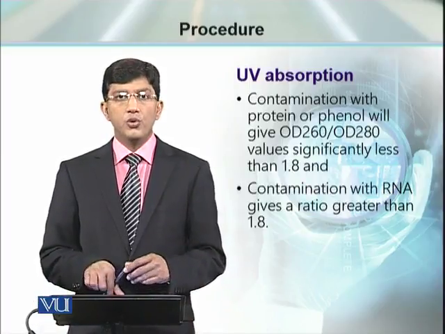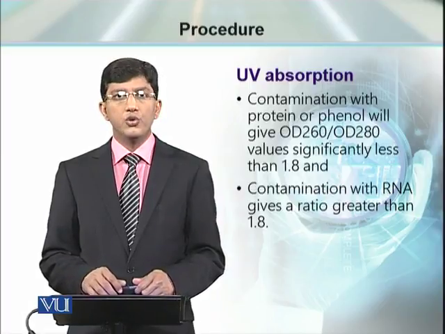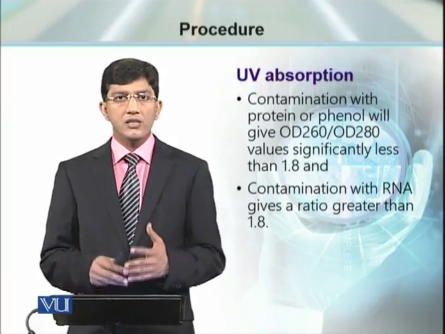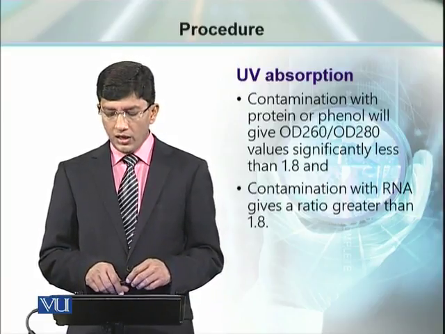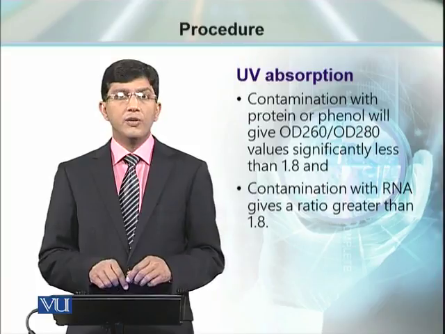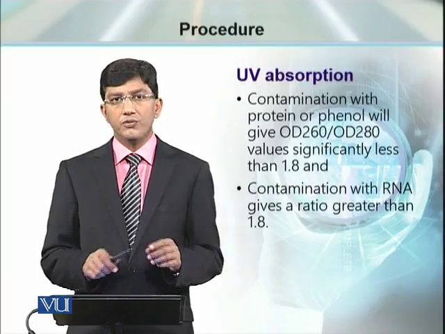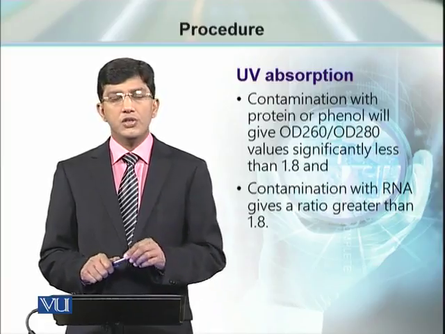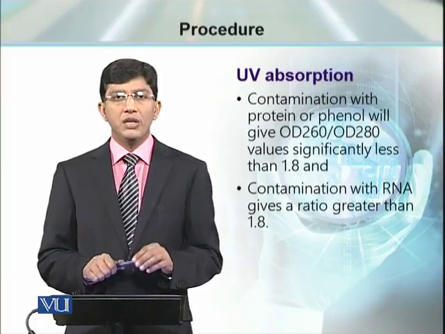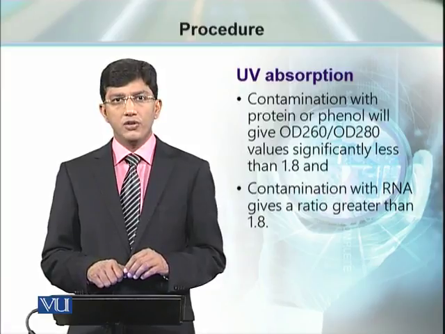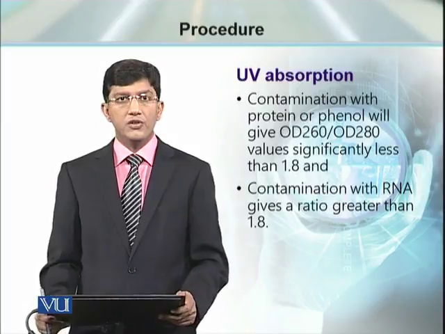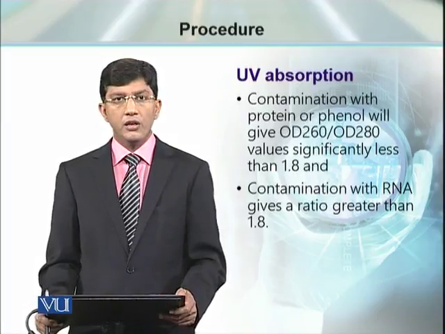If the ratio goes up or if the ratio goes below 1.8, that indicates that there is contamination. Any value of this ratio less than 1.8 reflects the presence of phenol or presence of protein in the sample. If this is the situation, then we have to repeat the process of purification of DNA. And if the contamination is of RNA, the value of the ratio is going to be more than 1.8.